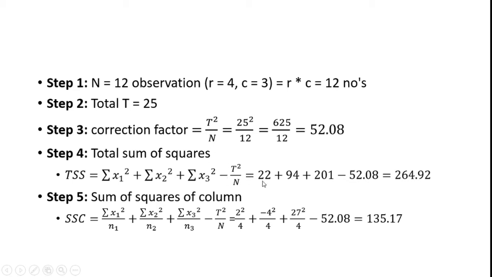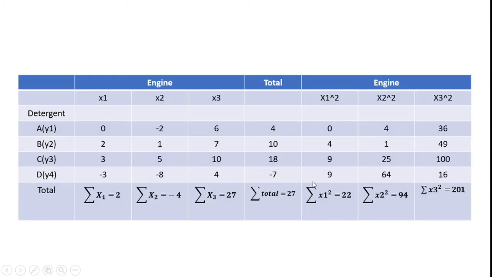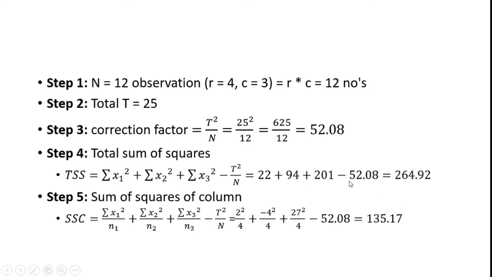So I got 22 plus 94 plus 201. From the previous table, I get these values 22, 94, 201, minus 52.08. From the correction factor, I got 52.08. I solve these with numerical calculation. I may get 264.92. Likewise, I may get the total sum of squares. And then we calculate every column's sum of squares and row's sum of squares.